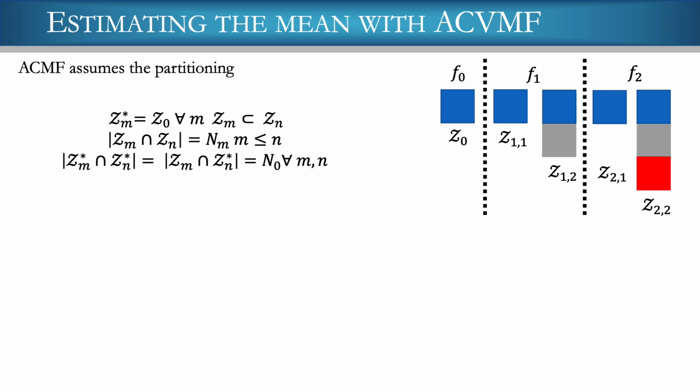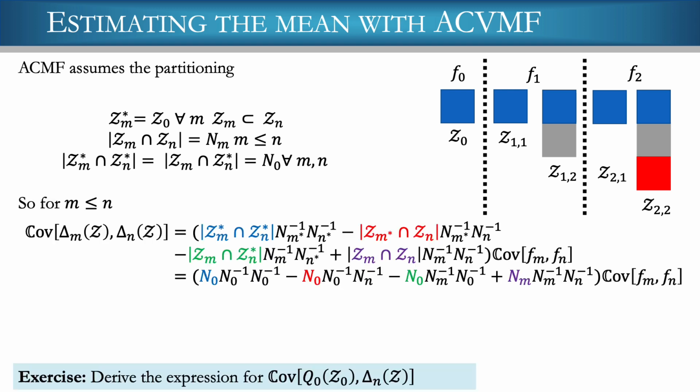We're still not done though. The delta covariances depend on the number of samples in the sample set Z and Z star for each model. We can formulate different estimators by changing how these sets are constructed. First, let's consider the so-called ACVMF estimator. The sample set Z and the independent partitions they are made of are shown in the figure for 3 models. The general relationship between the set Z for any number of models is summarized by the conditions on the left. Plugging in these expressions to the formula we just derived gives the second equality.